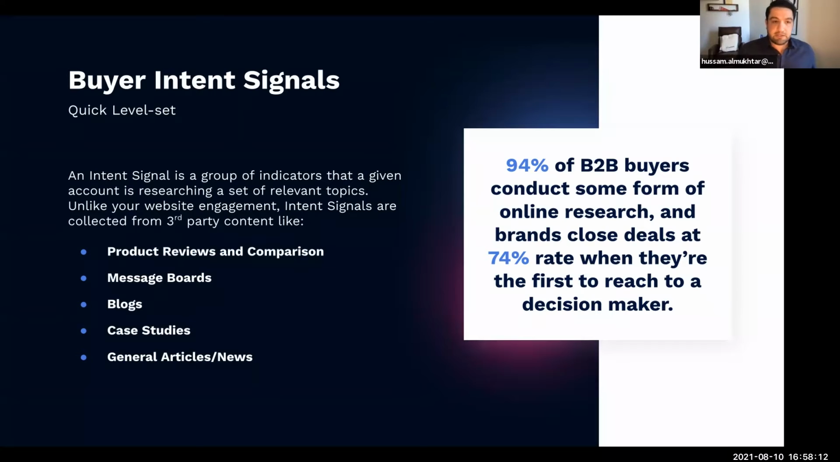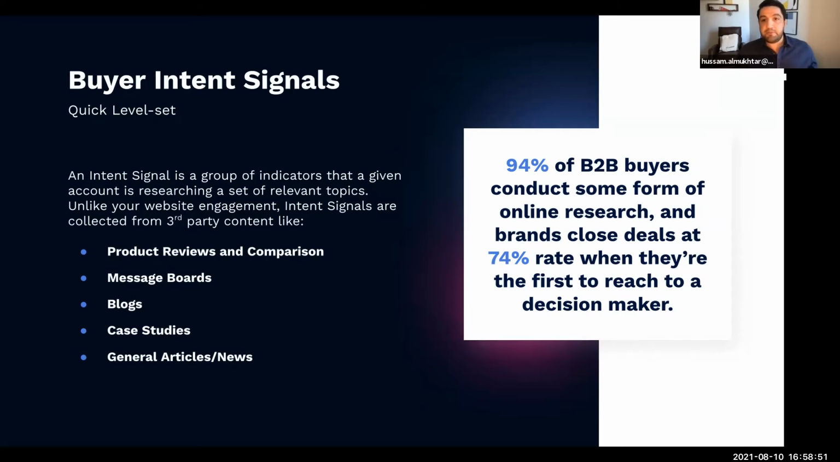What are these intent signals? Well, intent signals, as rudimentary as this might be, are a group of indicators that tells me any account that I'm targeting or I'm interested in is researching a set of relevant topics. And this is a little bit different from what we've traditionally been used to, which is looking at our first-party properties, our websites, our email engagement, to imply and indicate buyer intent in my product, because the intent signals are collected from content that is outside of my reach, content that I cannot track, like product reviews, blogs, and articles across the web.